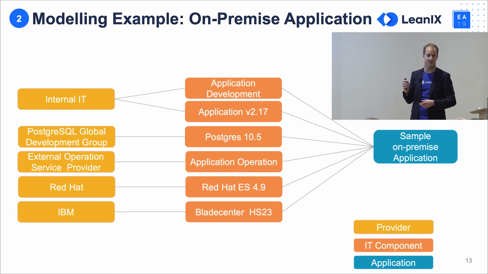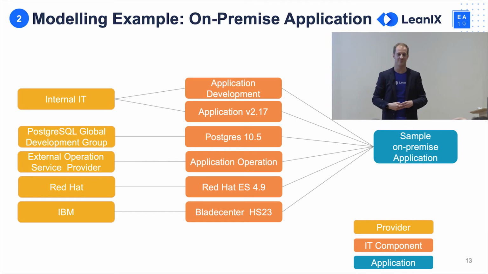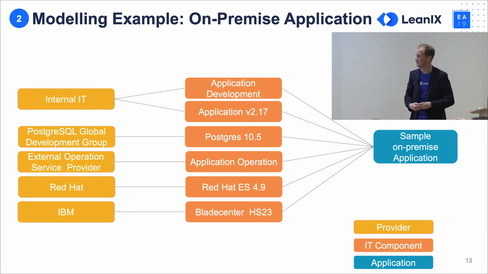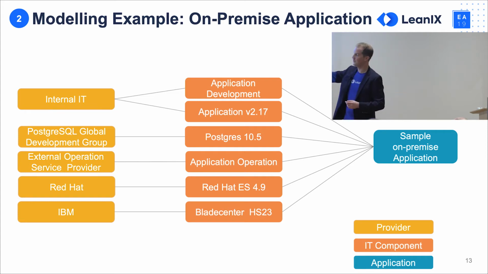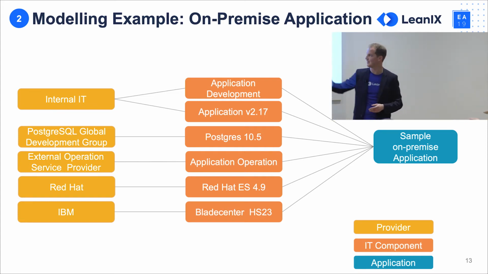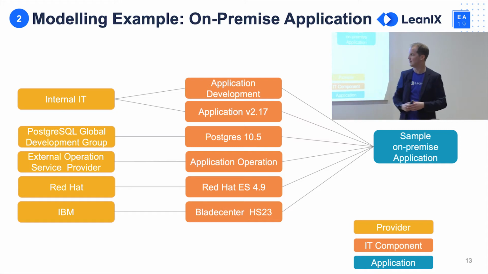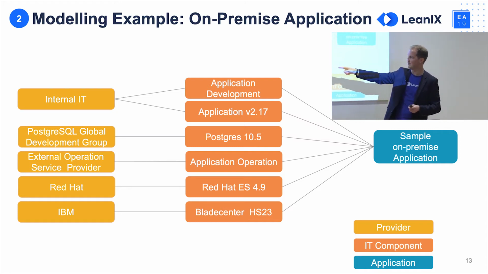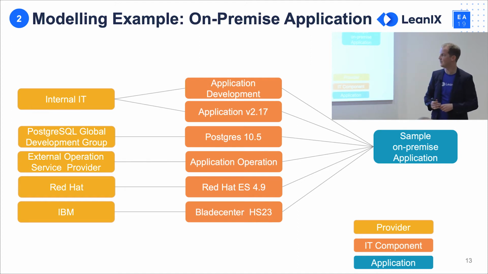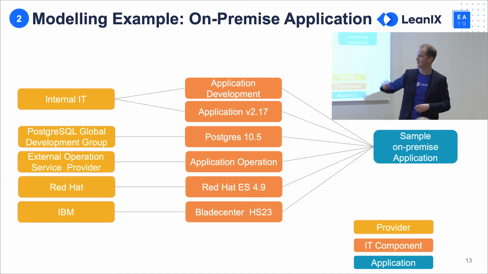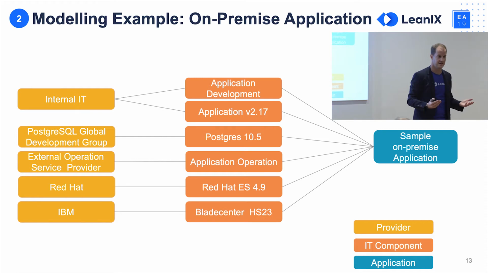That should answer probably the third most common question: why is there no link between the application and the provider? Because it's hard to say who's the provider of that application. Is it the internal IT, or is it perhaps Red Hat, IBM? Probably not. Is it, for example, the external operation service provider? So there could be multiple providers.